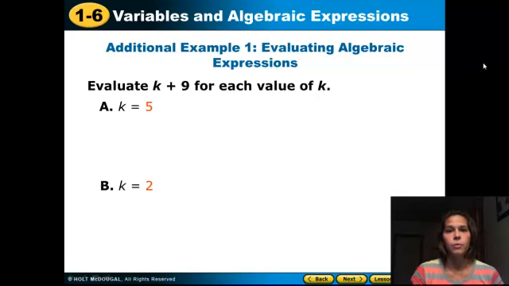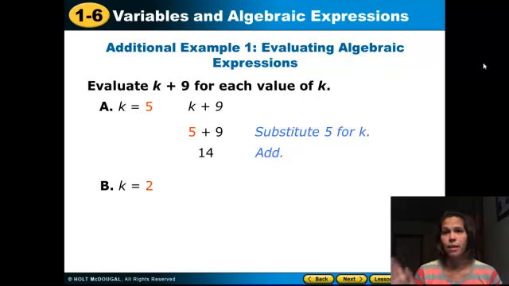I have the expression k plus 9, and I'm going to substitute 5 for k. So anywhere that k occurs in the expression, I'm going to instead now have 5. So I have 5 plus 9, go ahead and add, and get an answer of 14. Notice k is gone. It's left the playing field, and it's not part of our expression.